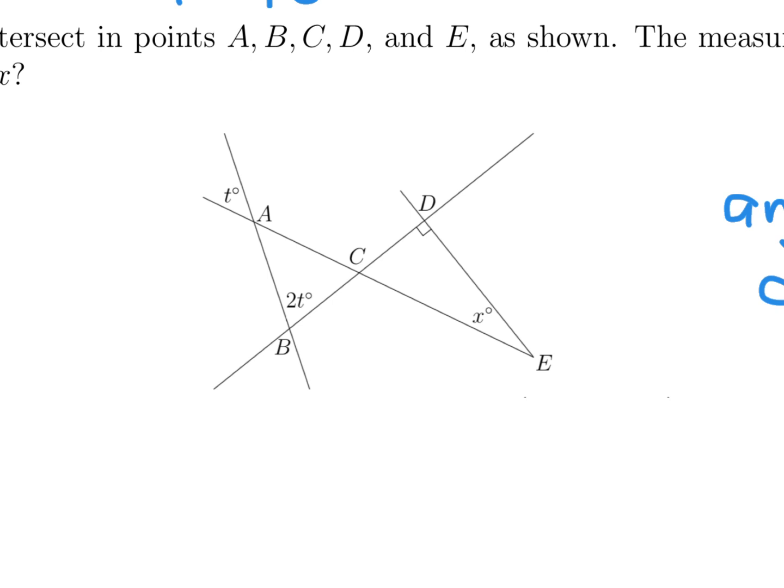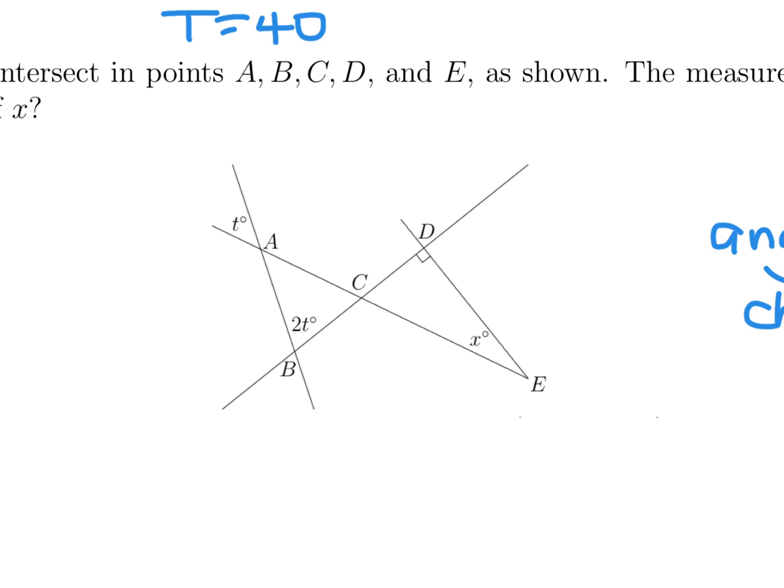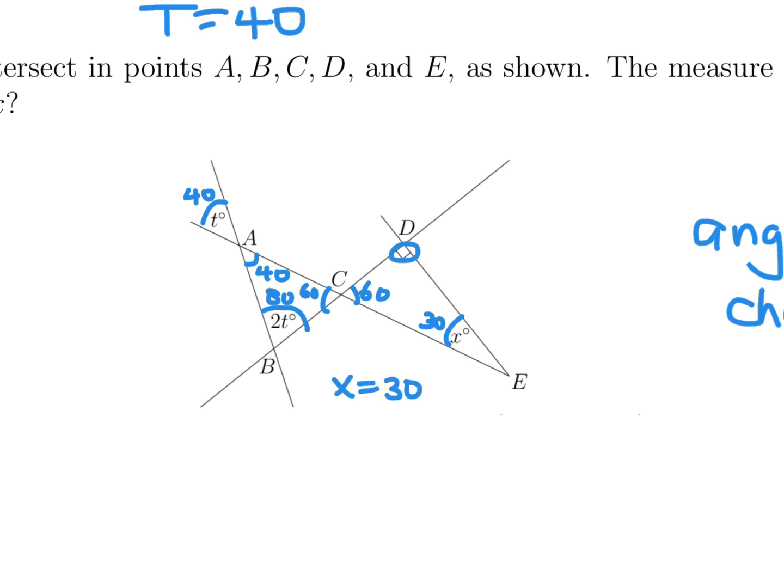T is 40 from the previous question. So this angle is 40, and therefore that would be 40. This is 2t, so that's 80. And therefore that would be 60, right? Because all the angles have to add up to 180. So then this angle is 60. That's 90, so therefore this would be 30. So very quickly, we're able to figure out that x is 30. Angle chasing is usually not that difficult.